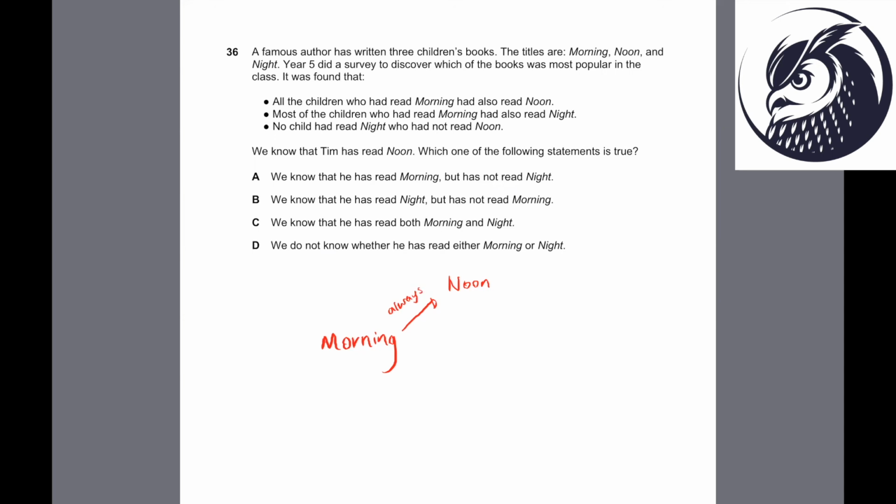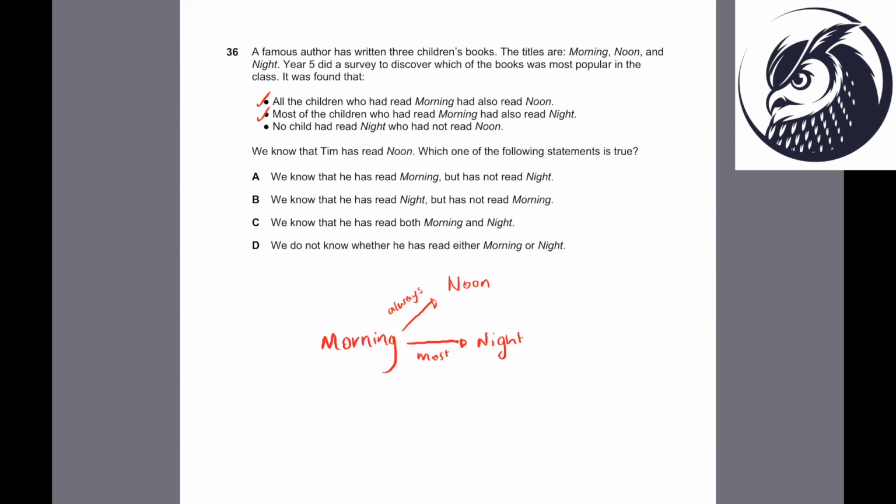And then let's tick that off. Now let's move on to option 2. It says, most of the children who had read morning had also read night. So now we know that most of the children who also read morning had also read night. So I draw another arrow towards night. And now I'm not going to write always, I'm just going to write most, because we know most of the kids who read morning also read night.